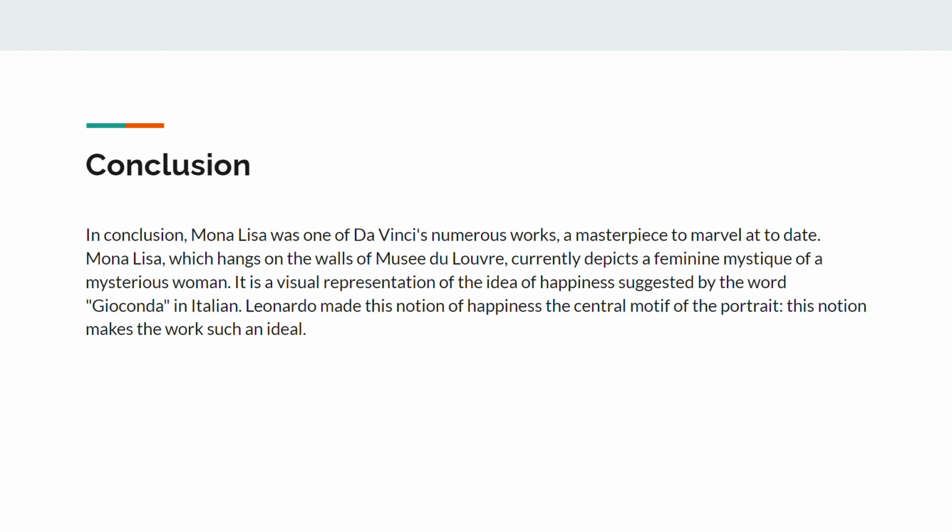In conclusion, the Mona Lisa is one of Da Vinci's numerous works. It is a masterpiece to marvel at to date. Mona Lisa, which hangs on the walls of the Musée du Louvre, currently depicts a feminine mystique of a mysterious woman. It gives a visual representation of happiness, suggested by the word Gioconda in Italian. Leonardo made this notion of happiness the central motif of the portrait, this notion that makes this work such an ideal.